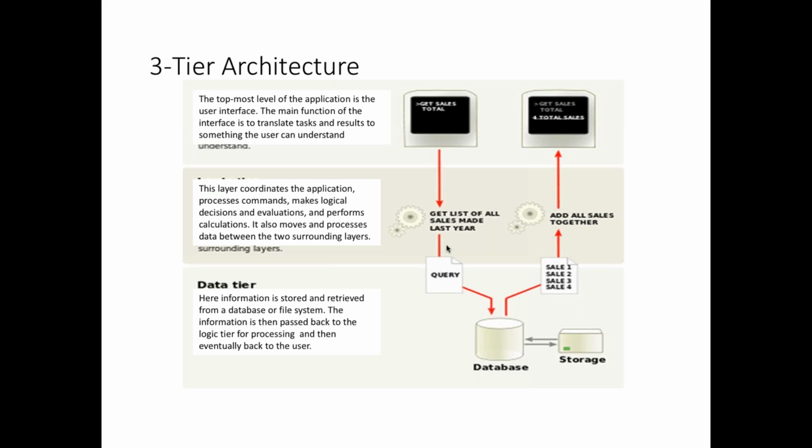And third is the database tier. Here we store our information. Then this should be passed back to the business logic tier, then again passed back to the client tier. So basically, the third one is the data tier, which helps in the storage and retrieval of the data.